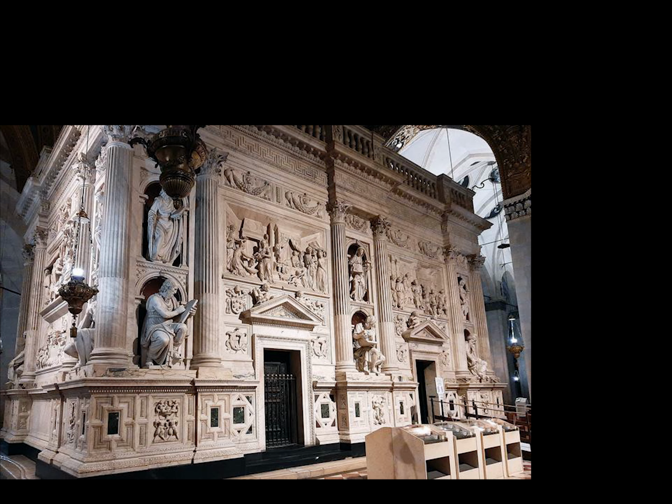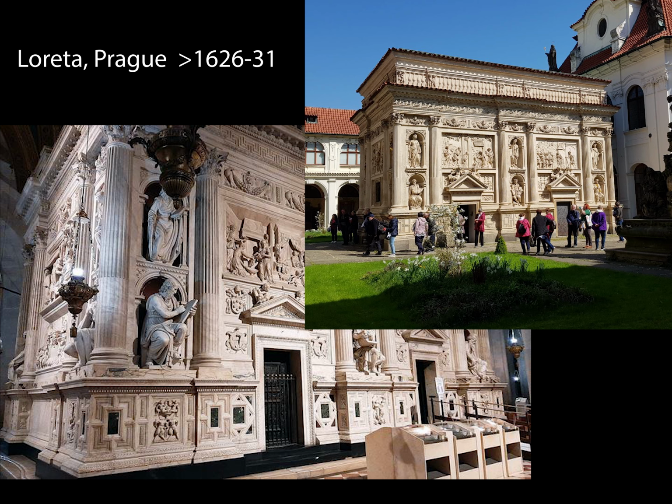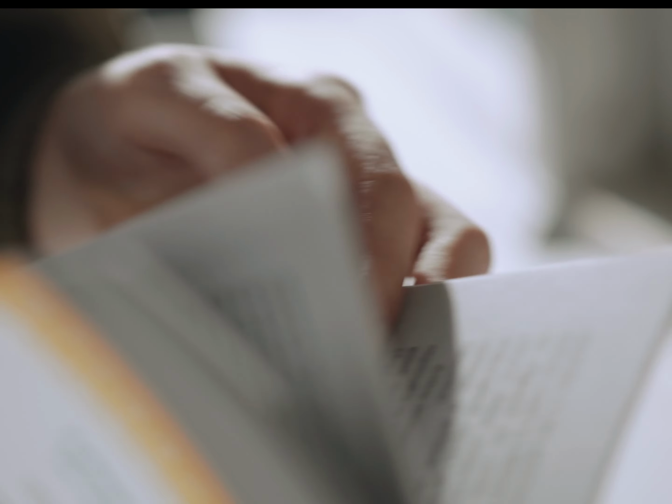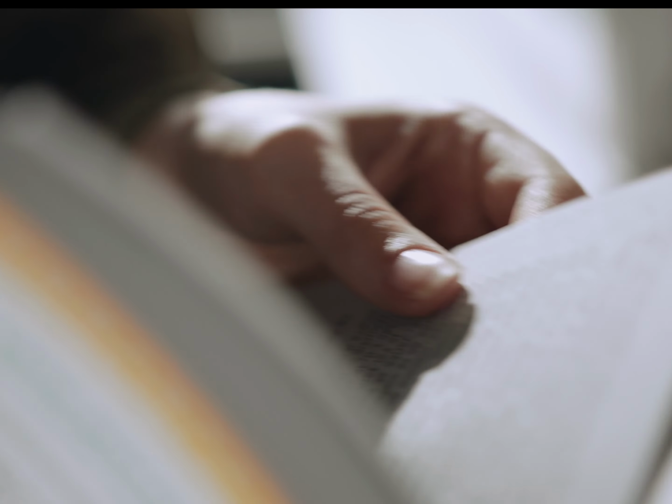But it wasn't the only site of the Loreto house, as it had been copied in Prague, which was built in around 1626 and 1631, and in Golub, Poland, around 1634 and 1638, as discussed in Session 2 video presentation.